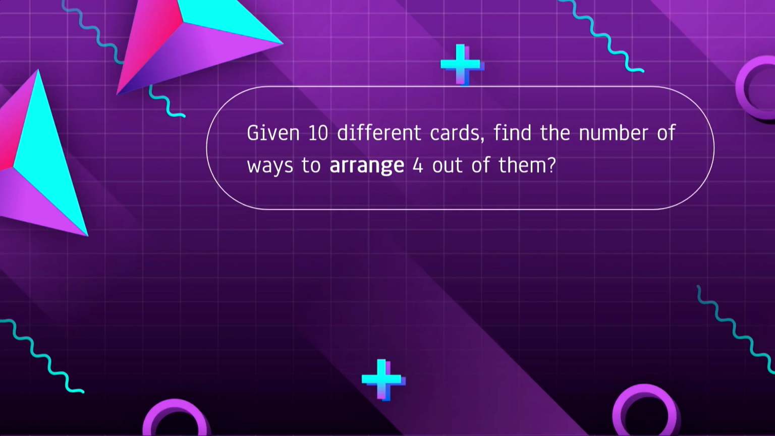Okay, so I have a question for you. Given 10 different cards, find the number of ways to arrange 4 out of them. I said arrange. Okay, the answer is 10P4, but how did we get the answer 10P4? You might know the formula for nPr, that is n factorial upon (n minus r) factorial. How did you get that formula? How did you get the nCr formula?